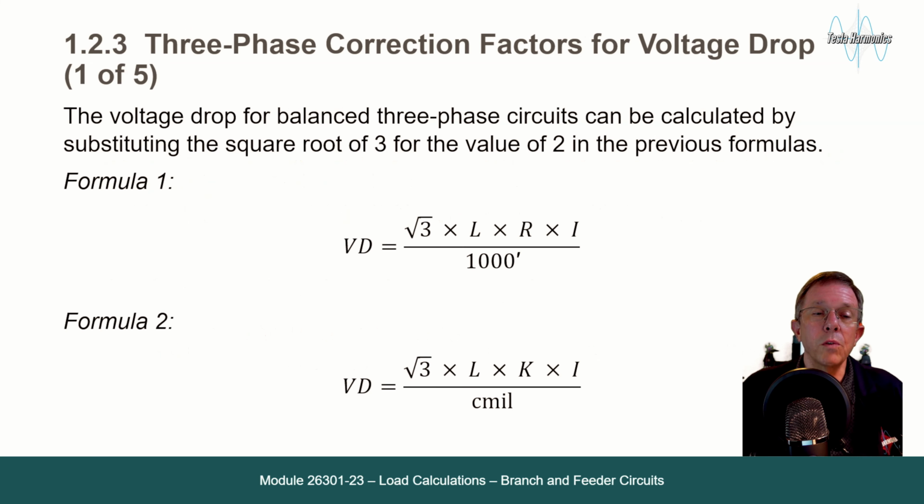The voltage drop for balanced 3-phase circuits can be calculated by substituting the square root of 3 for the value of 2 in the previous formulas. Formula 1, voltage drop would be the square root of 3 times L times R times I divided by 1,000 foot. Formula 2 would be voltage drop equals the square root of 3 times L times K times I divided by circular mils.